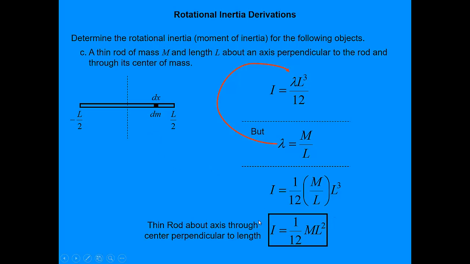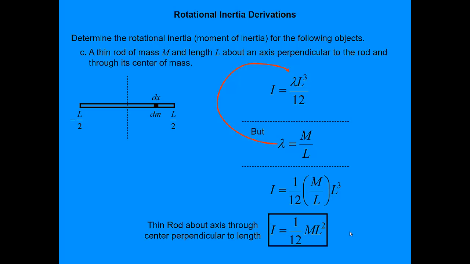Now, again, you should memorize this. You should just know this. If it's a thin rod rotating about an axis through its center, it's 1/12 mL squared. When we're done deriving all these, I'll give you a single sheet that has all of the basic formulas on it. You'd find one on the internet, but I'll give you one. They are not on the equation sheet, though.